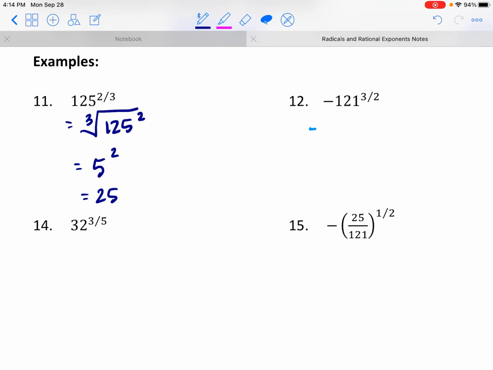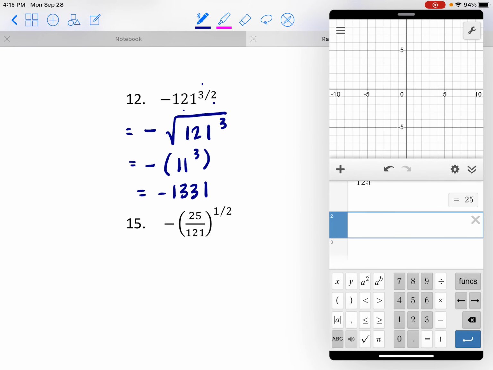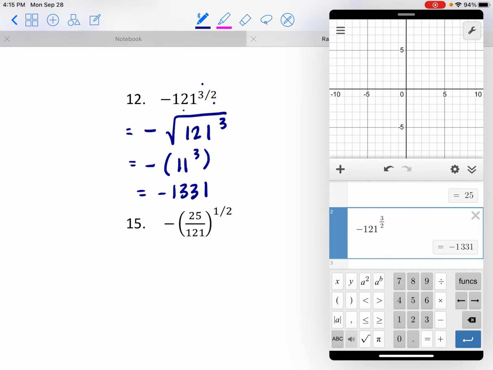All right, so here, this is a negative coefficient, so this is a negative, and then the square root of 121 cubed. Again, we're going to take the square root first and then cube. So this is a negative. The square root of 121 is 11, and then 11 gets cubed. So that's going to be a negative 1,331. That I just happen to know off the top of my head. It's ridiculous. There's lots of ridiculous information in my head, just so you know. Okay, 121. Let's raise it to the 3/2 to confirm, and there it is, negative 1,331.